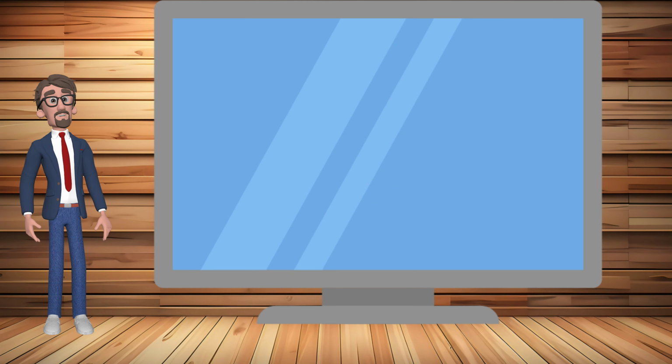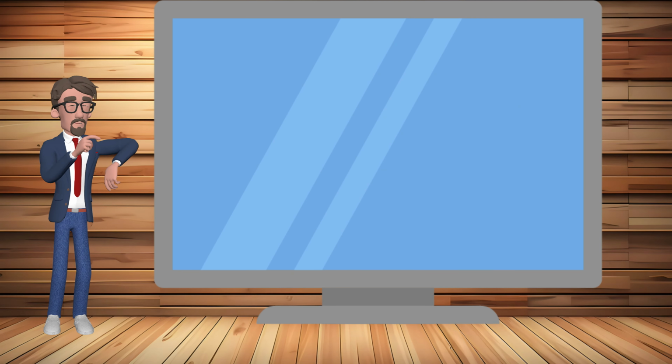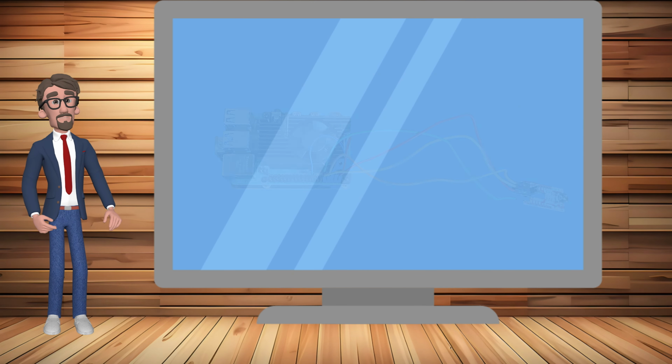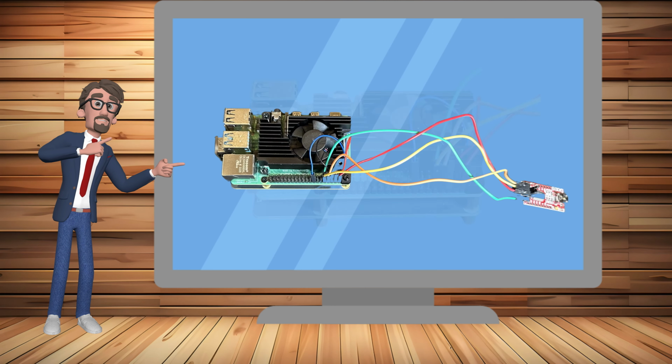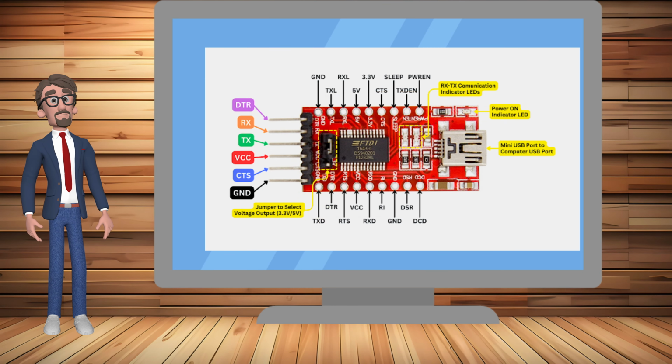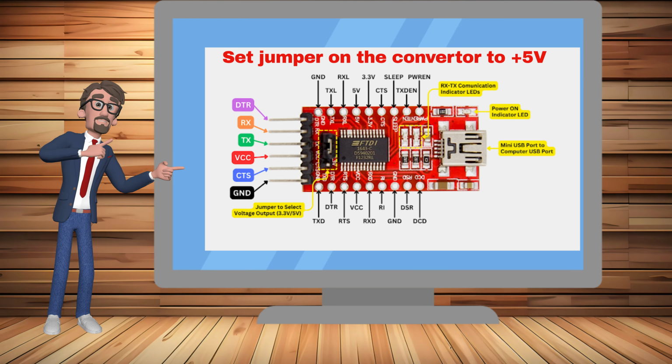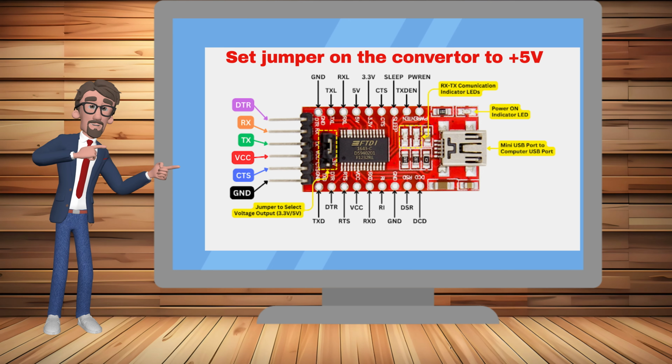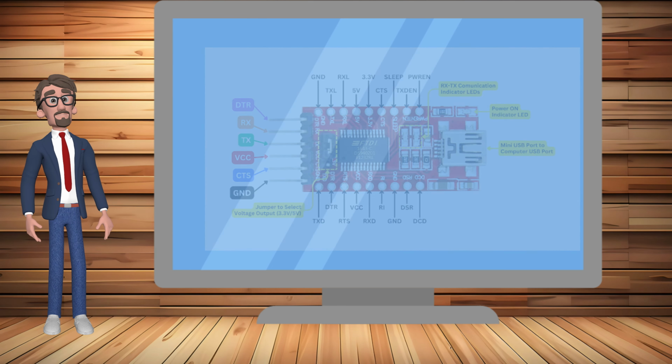Now to the fun part. We will get ready to wire up the Raspberry Pi to the TTL to USB cable and then connect the converter to the Linux computer using the supplied USB cable. Here is a detailed pinout of the converter module. We will only be using the transmit pin, receive pin, ground pin, and VCC pin for the connection.